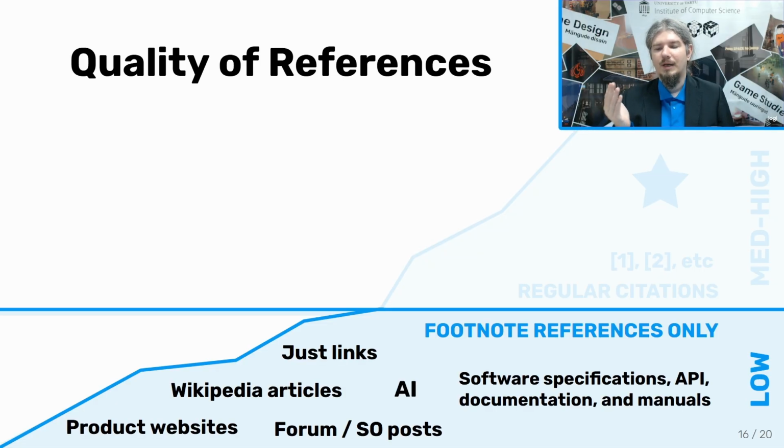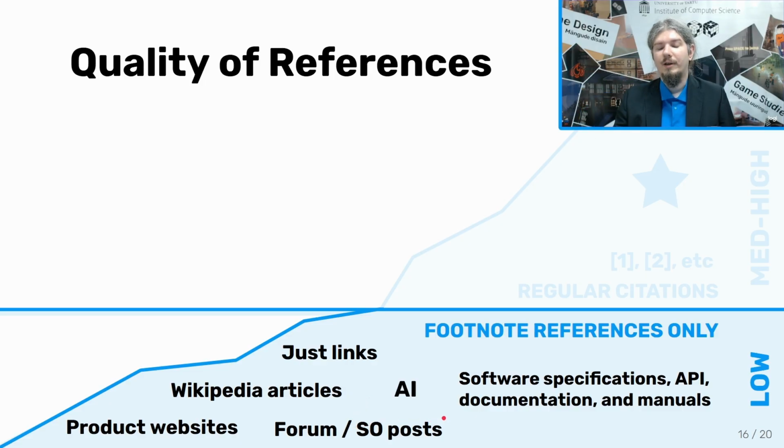Now, what are those low quality references? Well, like I said, they're just links. So if you want to provide a link somewhere, use a footnote reference. Wikipedia articles. So if you want to cite Wikipedia, use a footnote reference. Product websites. So this is again just a link. You have a link to a product website. You want to say that I'm using Unreal Engine. Unreal Engine's website is over there. You can go there to find more information about Unreal Engine. So you use a footnote reference.